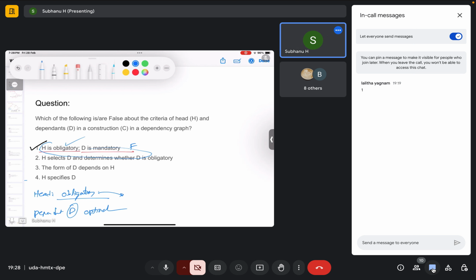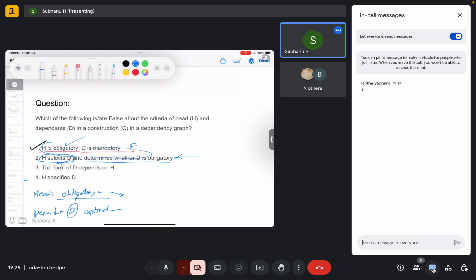In some cases, the second option says that the head selects the dependent and determines whether the dependent is obligatory. So it's true, because the head selects its dependent. Only the head selects its dependent. This statement is true, and it determines whether the dependent is obligatory or not. So it's its responsibility to find out if the dependent is obligatory or not. Based on the construction's requirement, it can determine if a particular dependent is obligatory or optional.